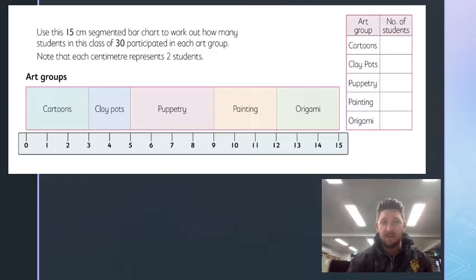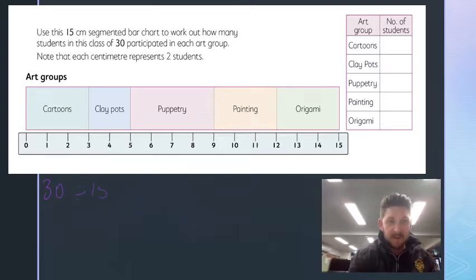So in this one, we're looking at art groups. You can see we have cartoons, clay pots, pottery, painting, and origami. So it's telling us that 30 students were surveyed and that they put down their results. Now, in this case, you can see I've got the ruler underneath. It's a 15 centimeter segmented bar graph, and we know there's 30 kids.